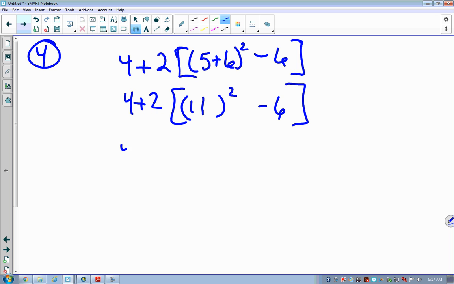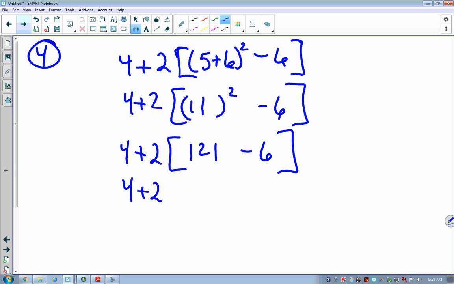Can anybody tell me what the second thing I'm going to do is going to be? I'm going to square 11. That's 11 times 11, right? Which is 121. Now I'm still inside a set of grouping symbols. What happens next? 121 minus 6. What is 121 minus 6?